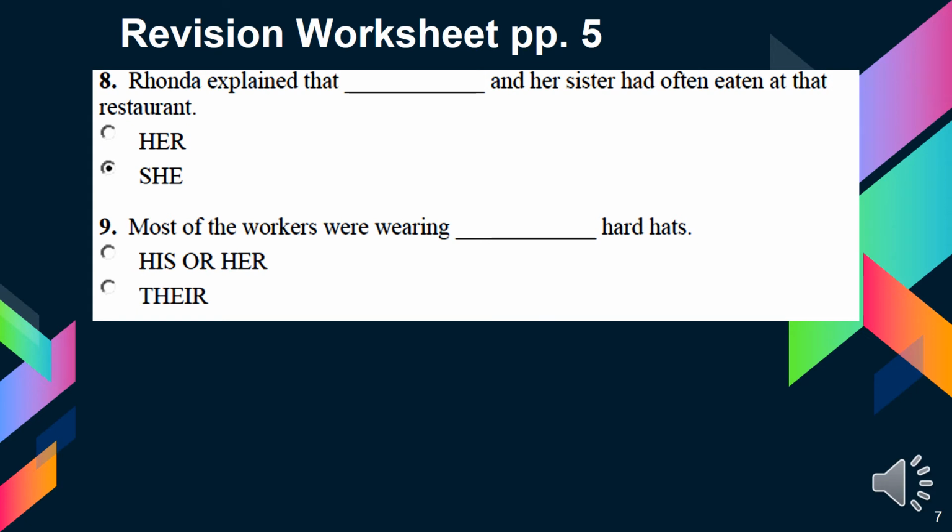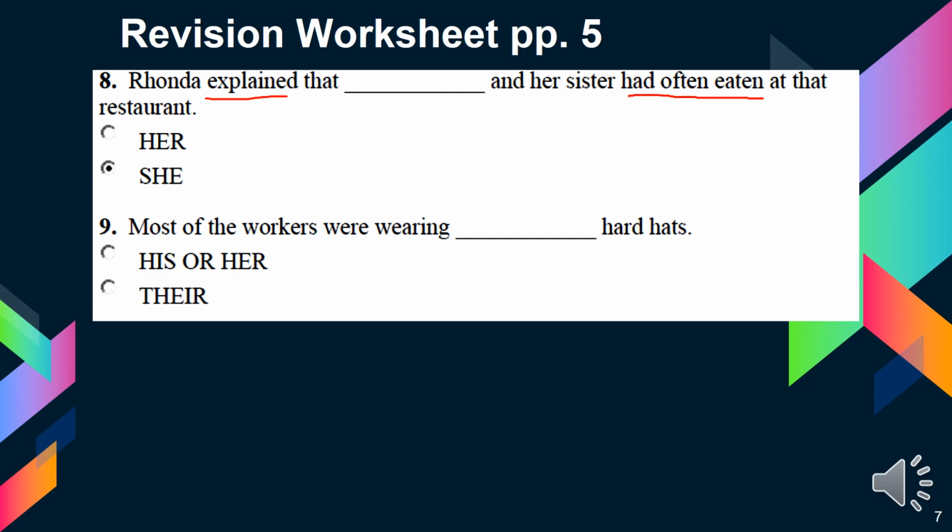Rodna explained that she and her sister had often eaten at that restaurant. Her or she, and there is a mistake which is very obvious. How can we understand this sentence? Because we have here more than one verb. Rodna explained, this is one verb, that she and her sister had often eaten. So had often eaten is another verb. So we have here something like two sentences together and they have two verbs.